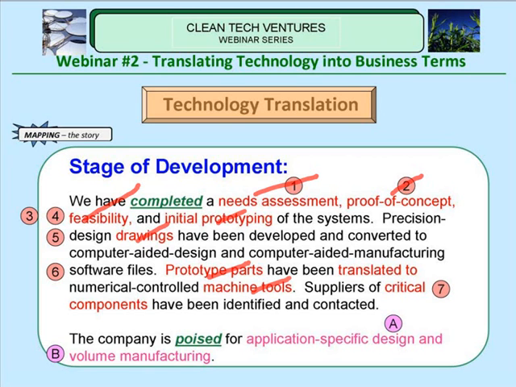The critical components, which is very much part of the manufacturing process, have also been identified. Now this company is poised to meet with design engineers and prepare some application-specific units. They're also ready to do some low-volume manufacturing because of an association they have with a sister company.